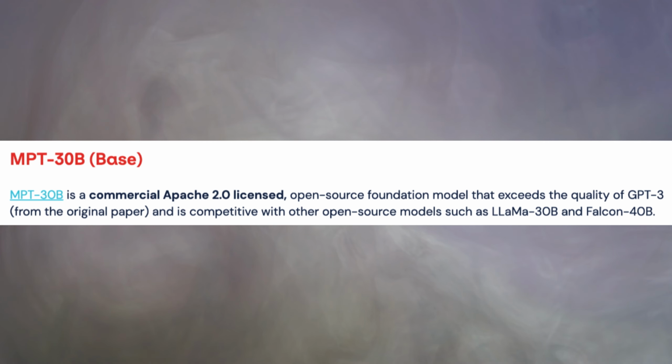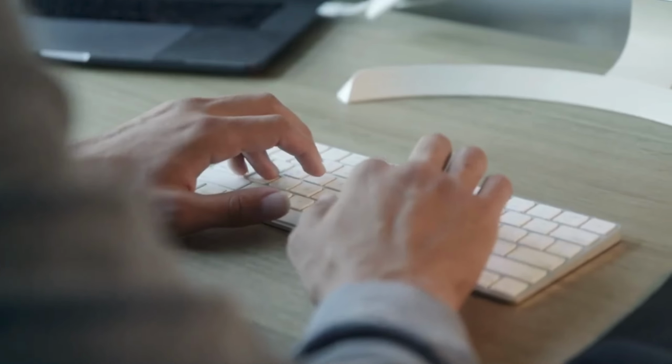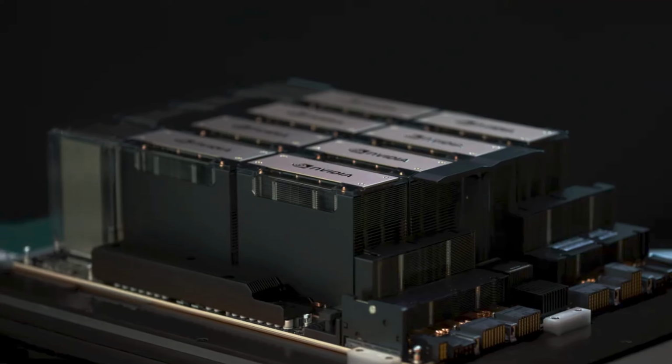All right, let's get into each model right now, starting with the MPT-30B base model. This is an open source foundational model that's better than GPT-3 and is competitive with Falcon 40B and Llama 30B. It was trained on its publicly available LLM Foundry codebase over the course of 2 months, with the H100s being a part of the process, as mentioned earlier.